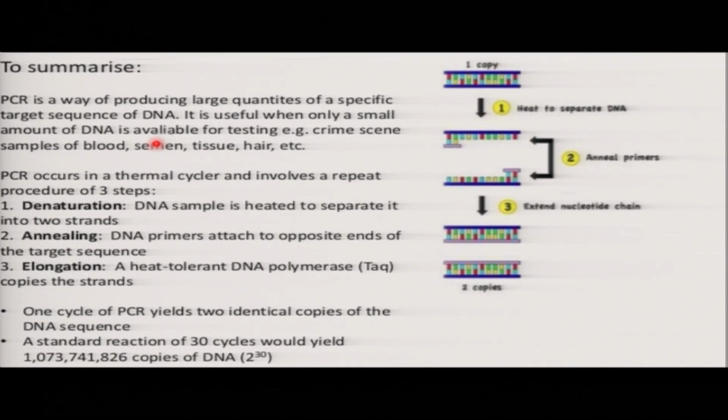So, one, we are heating. So we denature so that we are able to separate the strands, like we said. And then annealing. The DNA primers will attach to opposite ends of the target sequence, the places where we specifically require a multiplication.